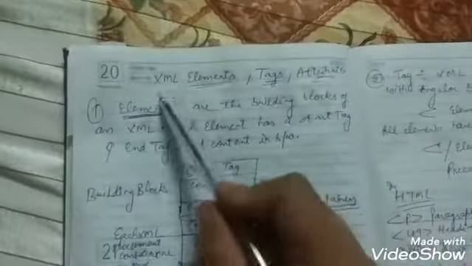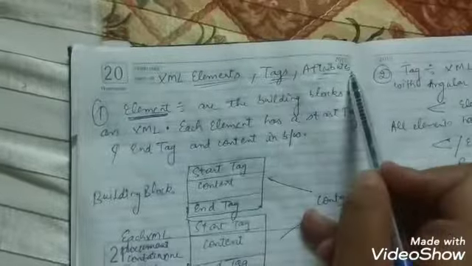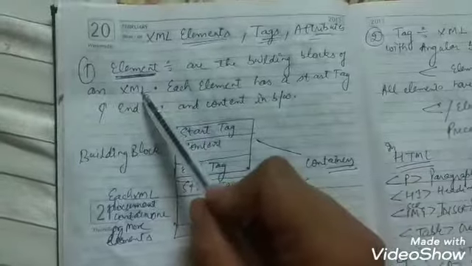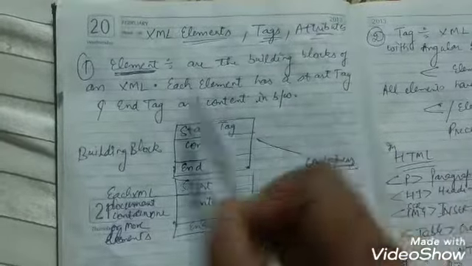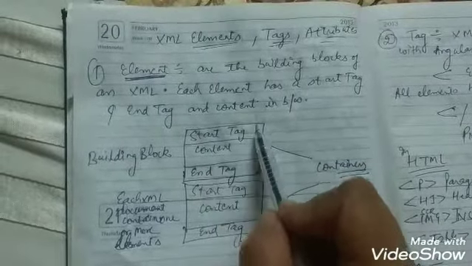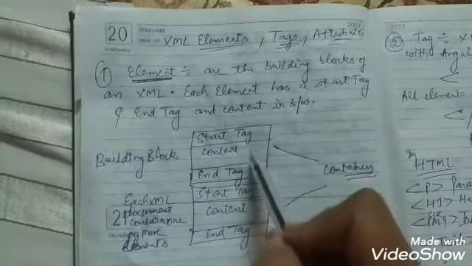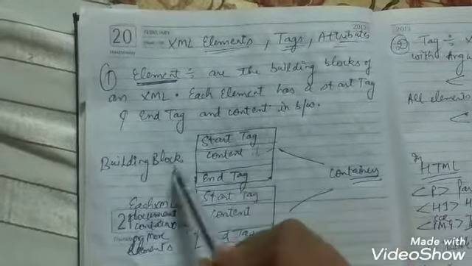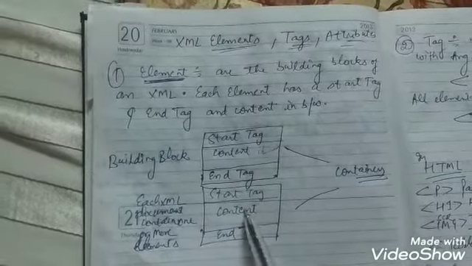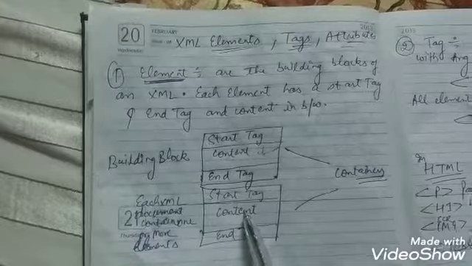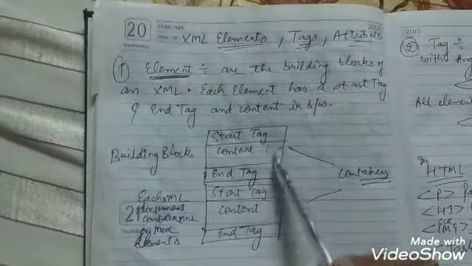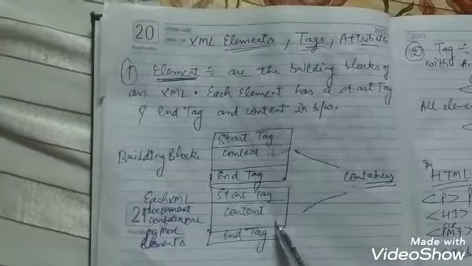Next, I will discuss XML elements, tags and attributes. As we already know, elements are the building blocks of XML. Each element has a starting tag, an end tag, and content in between. For example, this is a start tag, this is the content, whatever content we write here, and this is an end tag. These are also called containers because they have content and start and end tags.